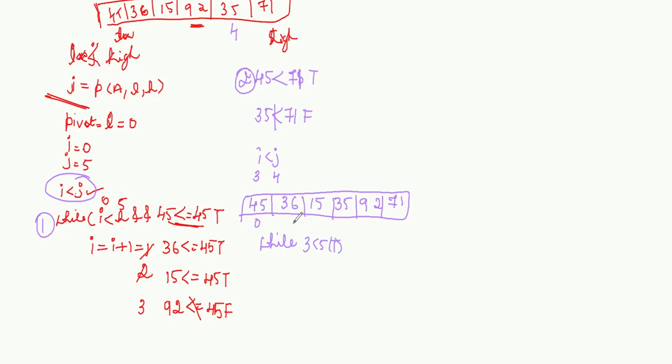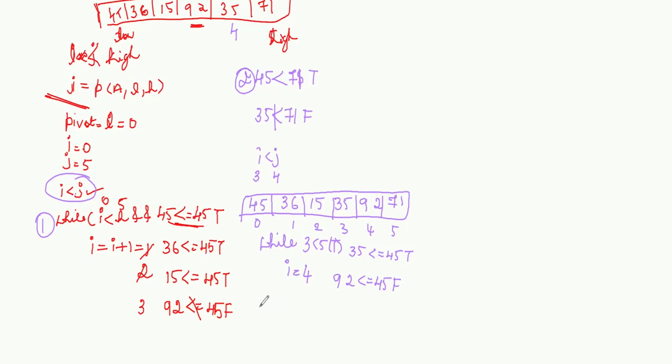Now remember, 1, 2, 3, 4, and 5. Now I'm going to check whether 35 is less than or equal to 45. This is also true, hence I'm going to increment the I value to 4. Now I value is over here. Now I'm going to check whether 92 is less than or equal to 45. Now this is false. I'm going to stop the while loop.